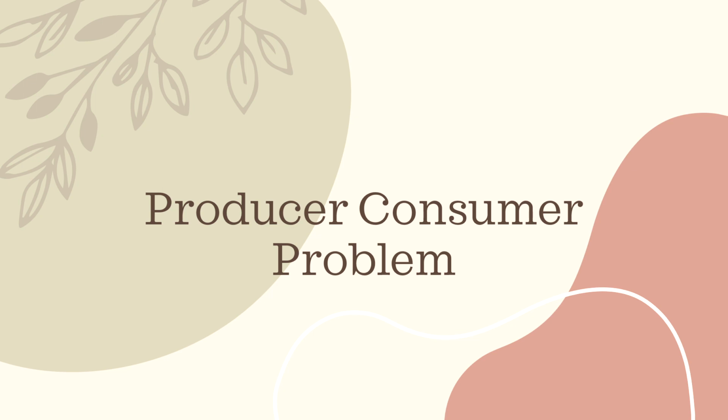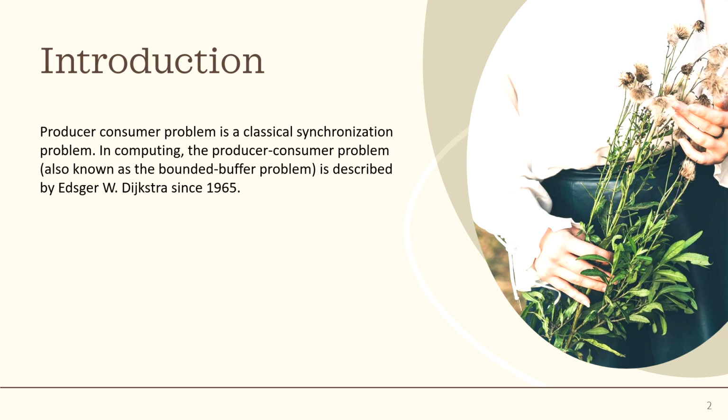In this video, we are going to see about a major process synchronization problem, that is the producer-consumer problem. So let's move to the introduction. Producer-consumer problem is a classical synchronization problem. It is also called the bounded buffer problem. It was actually described by Dijkstra in the year 1965.